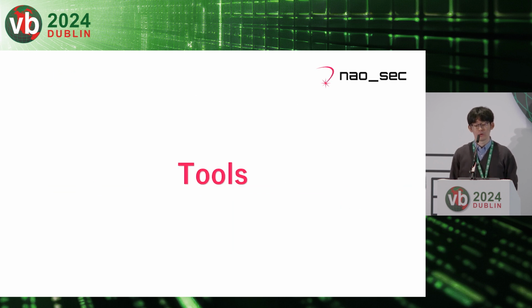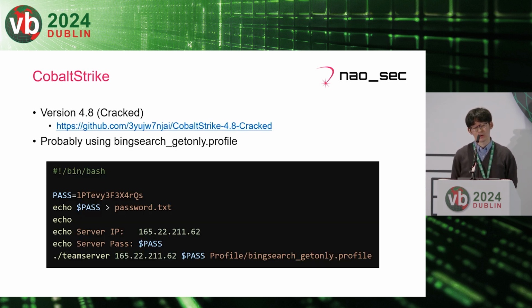Okay. Now we will introduce the tools IcePeony used. First, IcePeony used a cracked version of Cobalt Strike. The command line to start it was saved as a script file, which read the password and profile for the team server. It seems they were using a Bing search profile.